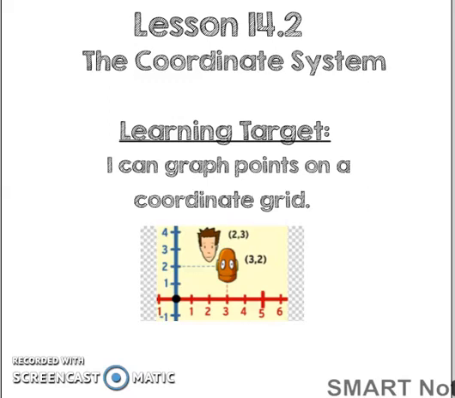This is lesson 14.2 on the coordinate grid system. You should have your notebook and your workbook out, ready to go. You should copy down your learning target: I can graph points on a coordinate grid. So today you're just going to be graphing them. Make sure you pause it here so you can copy this in your notebook.